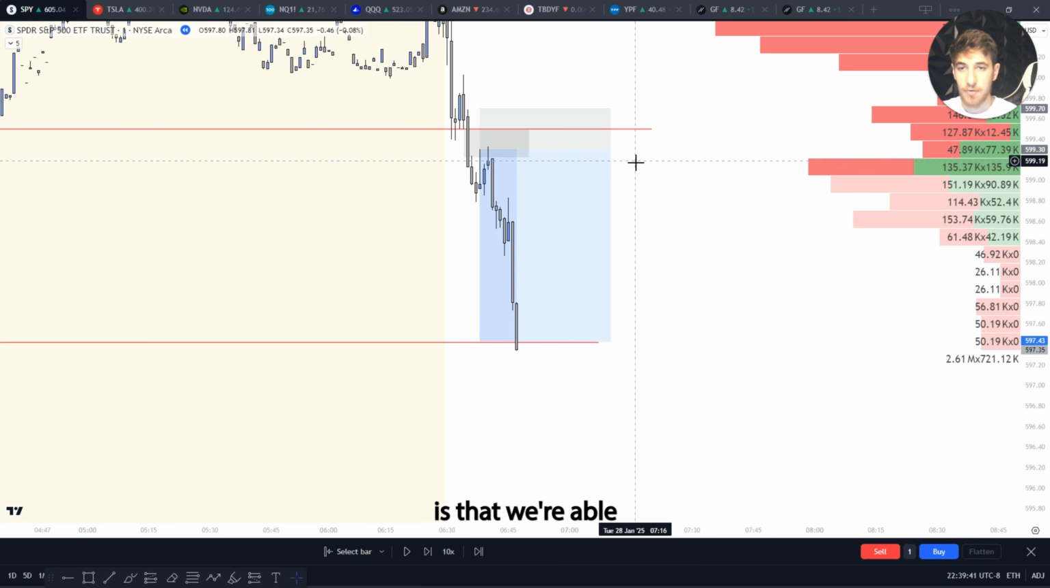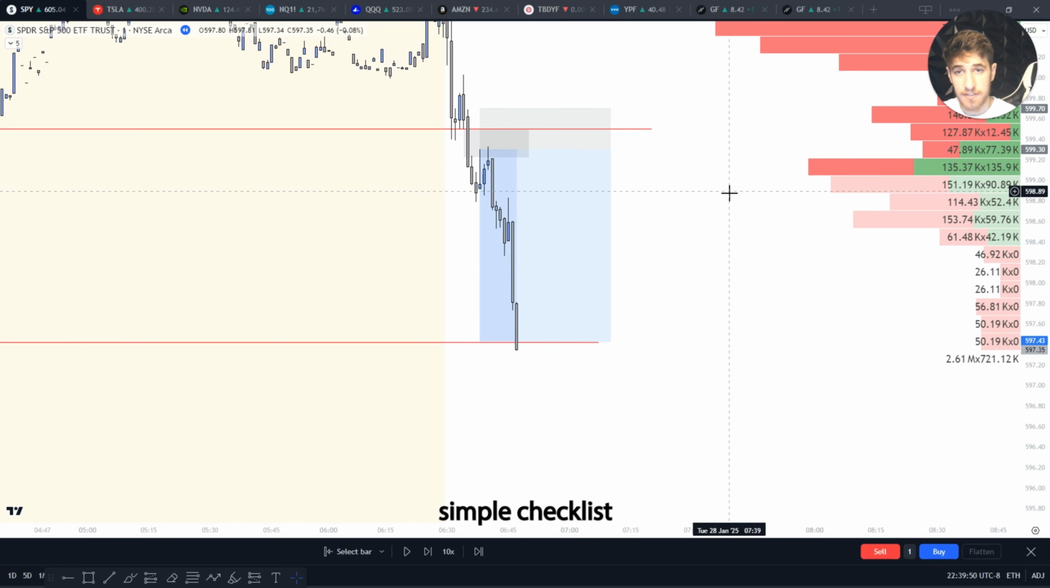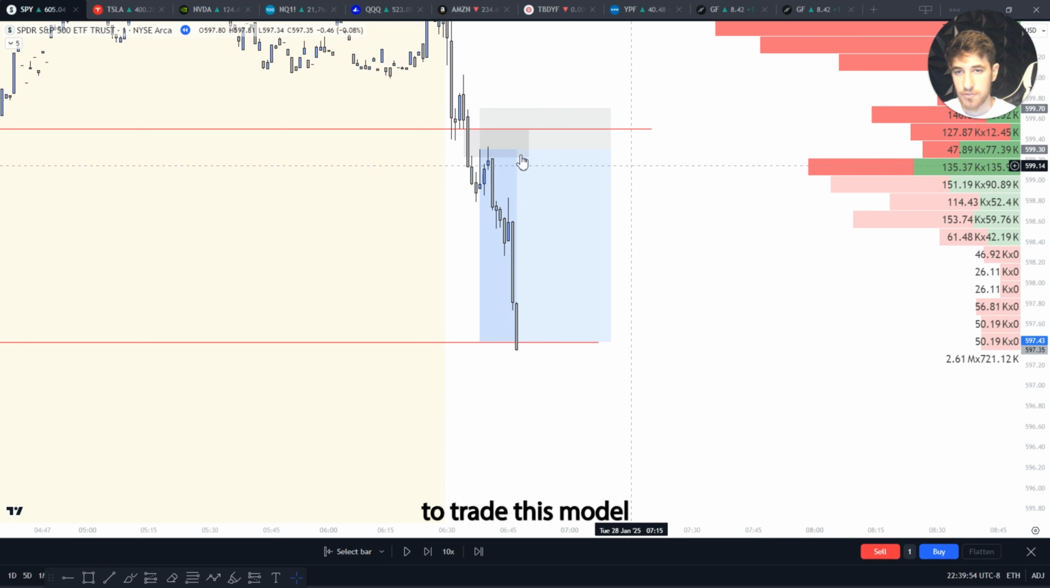And the beauty of this setup is that we're able to find it literally every single trading day. We have an opportunity almost 99% of the days that we trade. Okay. It's a very simple checklist. There's nothing really complicated, and it's as easy as it really gets to trade this model.